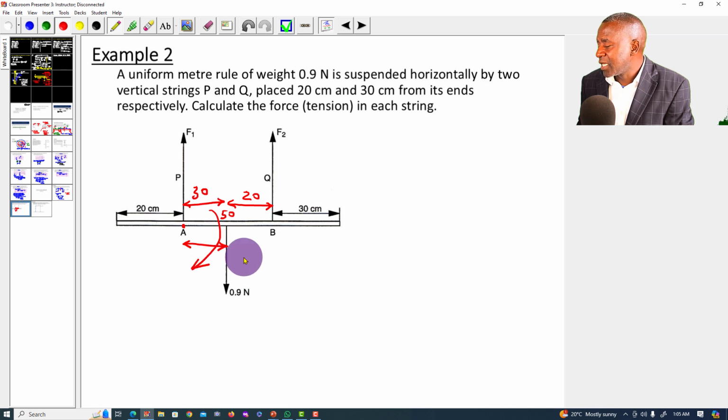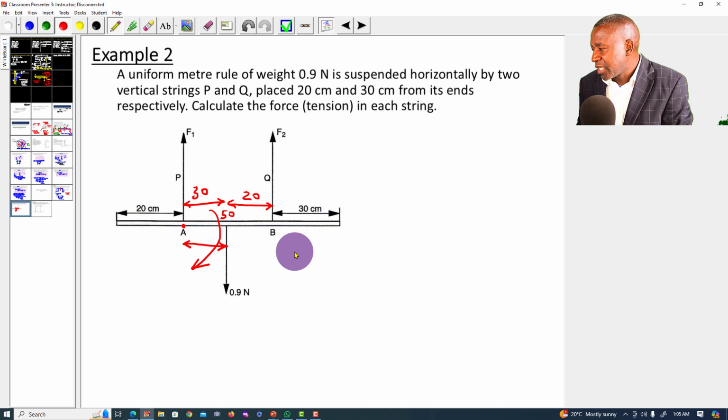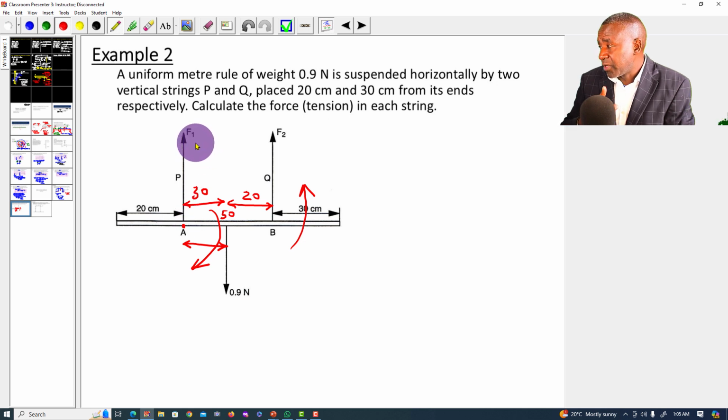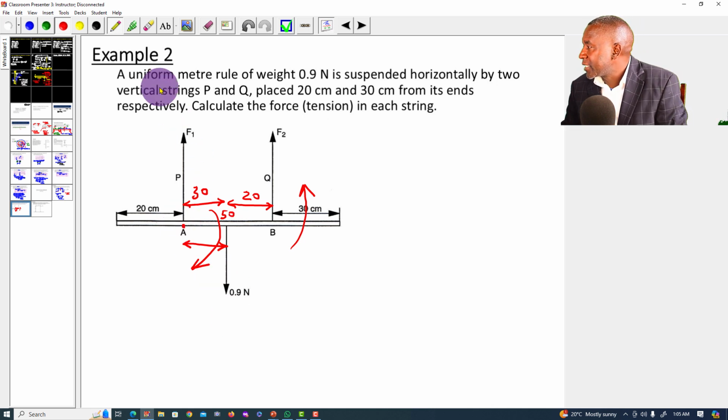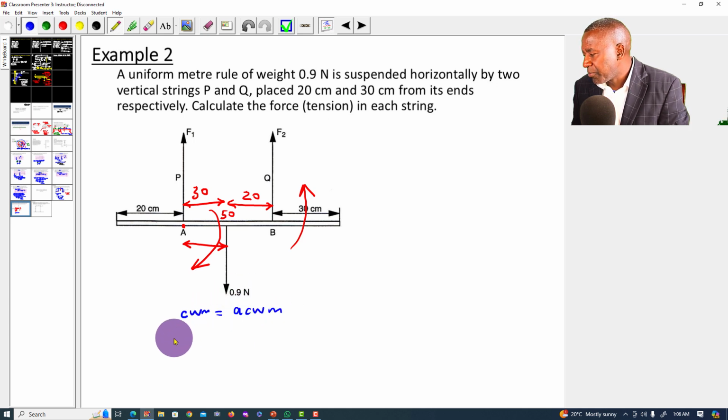So if we take moments about this point, you will find that the weight of the meter rule tends to turn it clockwise. The tension F2 tends to turn it anti-clockwise about this point. The moment due to F1 is 0 because the line of action of F1 passes through point A. So let's get our expression. Clockwise moment, of course, sum is equal to anti-clockwise moment. Clockwise moment is due to 0.9 newtons times how far it is from there. It is 30.